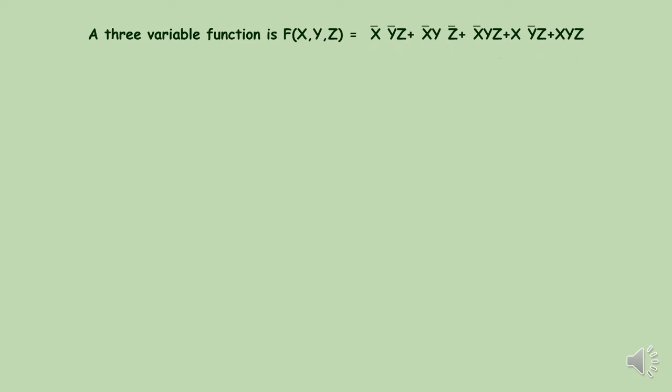So here we consider our first example, that is a three variable function f, which is a function of x y z, equal to x bar y bar z plus x bar y z bar plus x bar y z plus x y bar z plus x y z. So this is the expression of a canonical SOP function. We can convert this canonical SOP expression to canonical POS expression in a simple way.